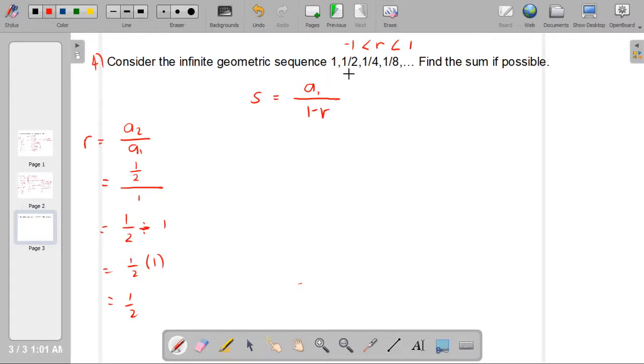Question sa ba? Why is it possible to find the sum of an infinite geometric sequence? Grabe, infinite ha? Dili mo undang. Pero ano posible man siya? I'll show you why.